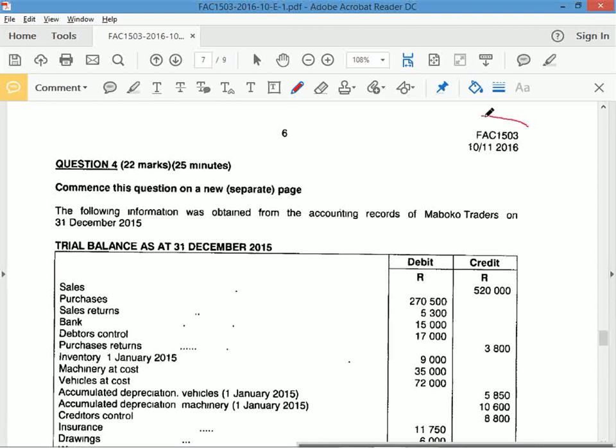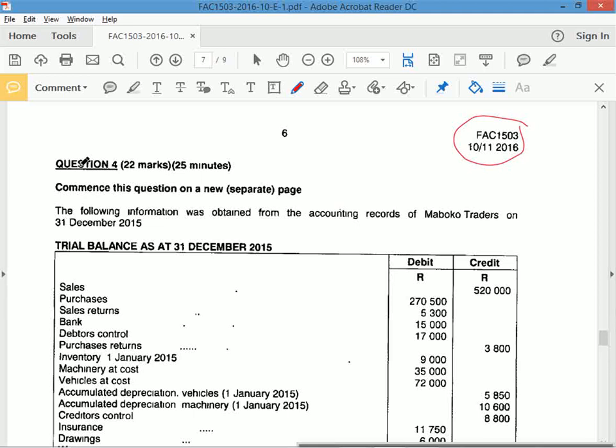This is October, November 2016. We're going to be looking at question 4. So we've discussed disclosure. Question 4 is a disclosure question where they've given you a trial balance. Okay, what does a trial balance do? Let's revise as we go as well. What's the purpose of a trial balance?